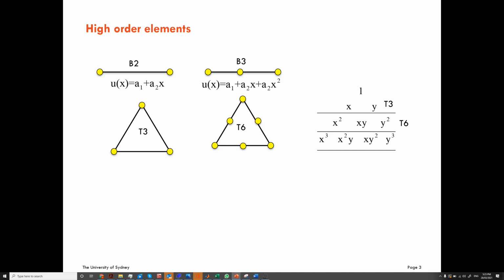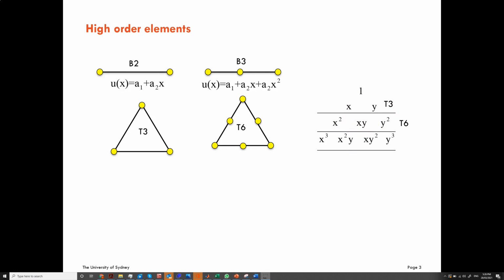So the base functions of these interpolations can be found from the Pascal triangle. In 2D, the T3 corresponds to the top base functions in the Pascal triangle: 1, x and y, that is linear interpolation. For the T6 element, we have 6 nodes, so we need 6 base functions. So we need to go to the third row of the Pascal triangle, and then we have a quadratic interpolation.